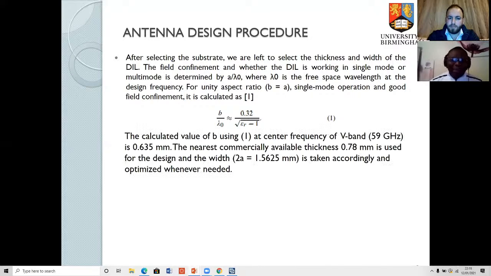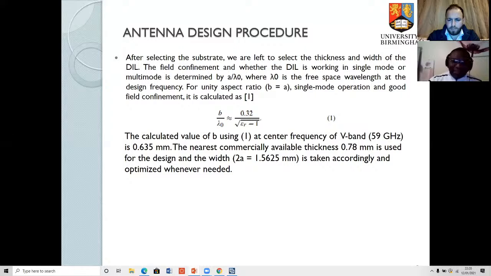At the same time, if you look at this equation, if we are operating at a particular frequency of 59 gigahertz, we will achieve the B value to be 0.635 millimeter, which is the lambda for that particular V band at that resonant frequency. Therefore, by applying the formula, you can say that the width of that unit cell will be equivalent to 1.562, which is taken accordingly from optimization if needed.